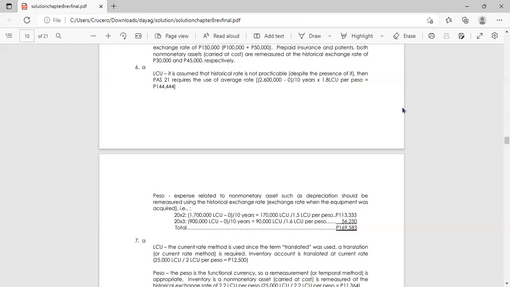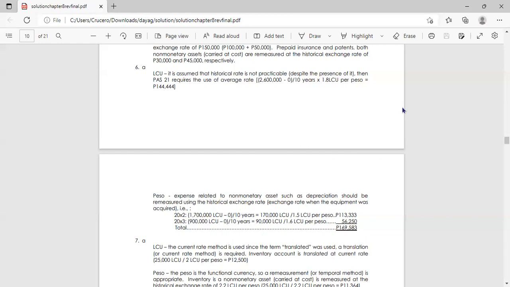So we have now 2,600,000 of property, plant, and equipment. And then we divide it by a period of 10 years and we divide by 1.8, the 20x4 average rate per peso, which is equal to 144,444. That's your depreciation expense related to non-monetary assets.